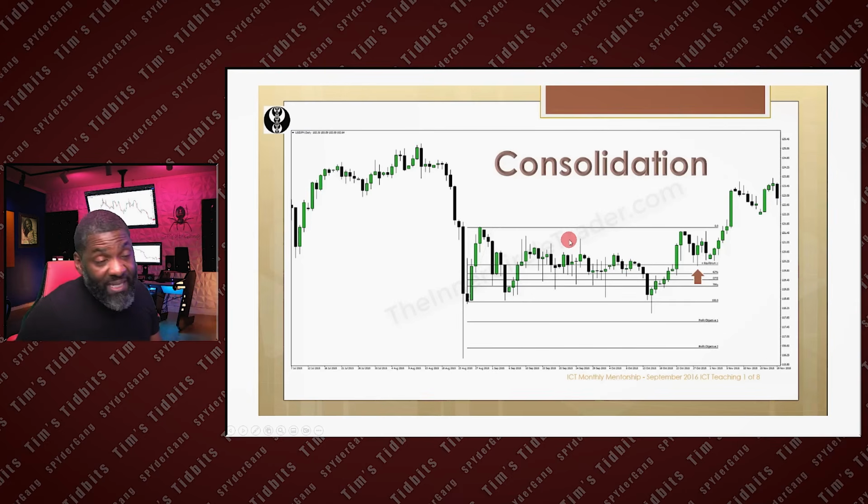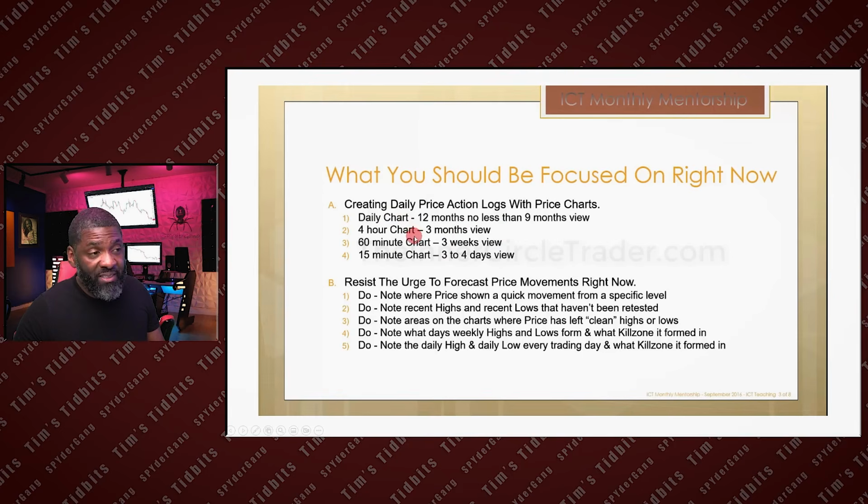Now, how far back in time do you want to go? Here's a little recommendation from Michael himself. When you're creating your logs for price, if you're doing a daily chart, no less than 9 months, go back 12 months of price data in the window when you're looking at it. If you're doing 4-hour charts, do at least 3 months of data in the window. If you're doing 60-minute hourly candles, do at least 3 weeks of data in the window, close to a month.